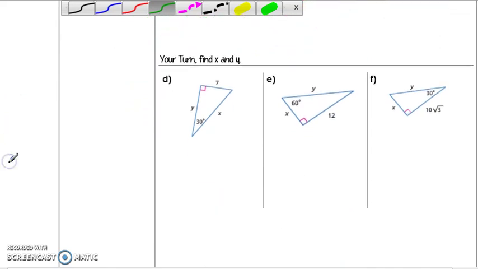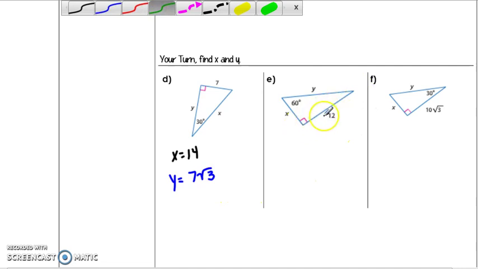So let's go ahead and, if you want to try a couple more with me, go for it. Short side, we're going to double it for our hypotenuse. So x is going to equal 14. And then we're going to take our short side, multiply it times a radical 3. And it's 7 radical 3 then for our long leg.